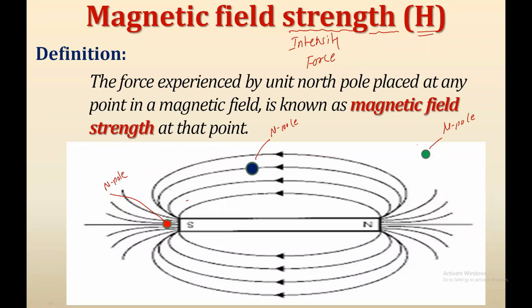It means that the force acting on any point in that magnetic region is different, and that is nothing but the magnetic field strength. That's why the definition is given like that. The force experienced by, who experiences? The unit north pole. We have taken a sample, a unit north pole, because based on how much force it experiences, we will decide that it's a field strength.